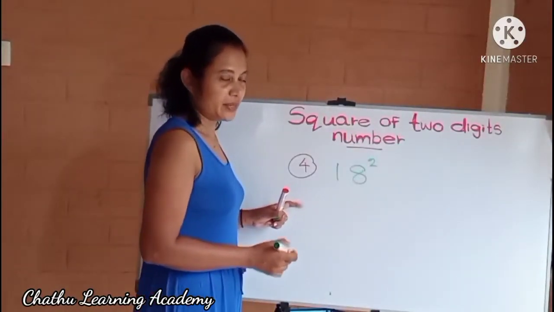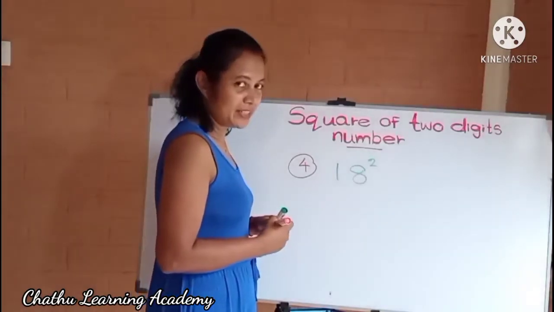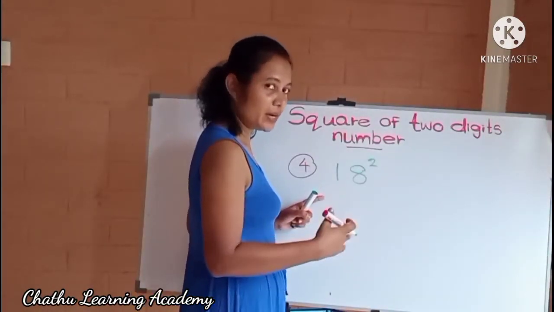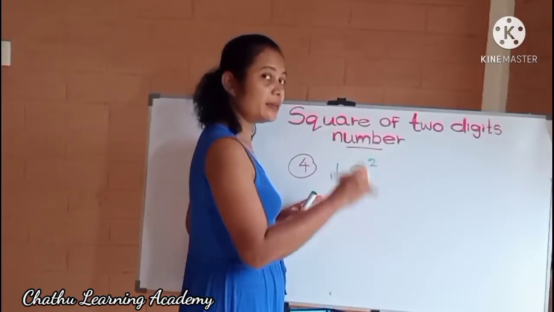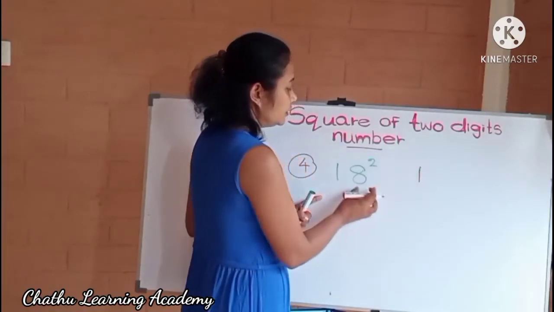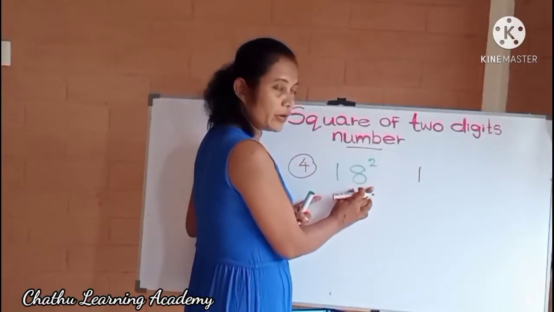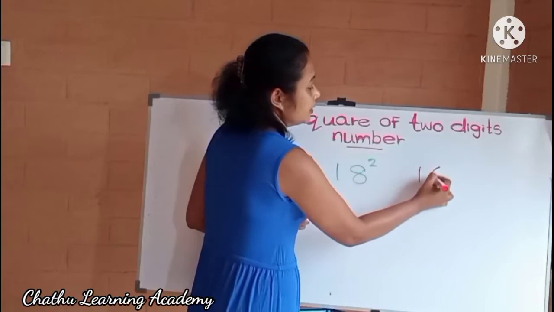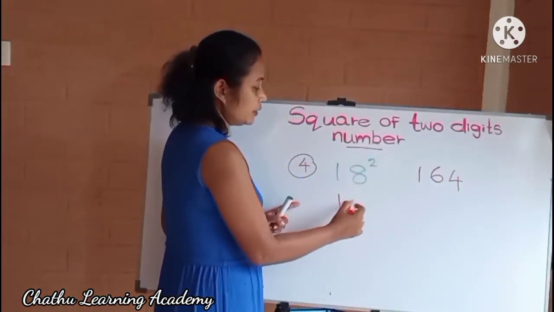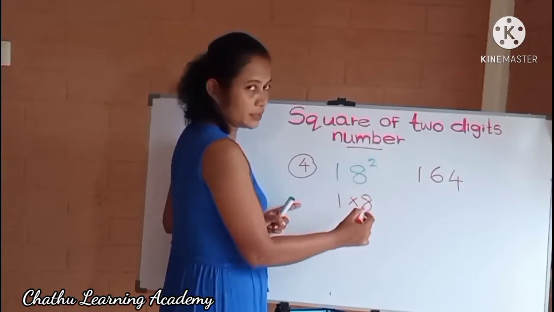This is the fourth example. I think now you are familiar with this method. What's the first step? You need to get the square of these two digits separately. This is the first digit. It's 1. This is the second digit. What's the square of this number? It's 64.